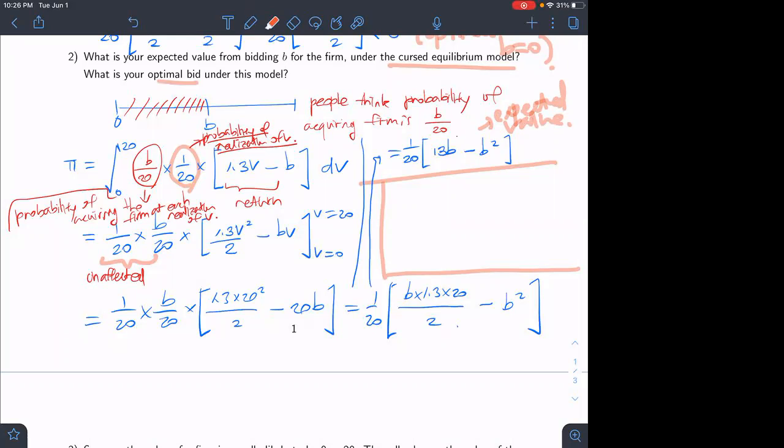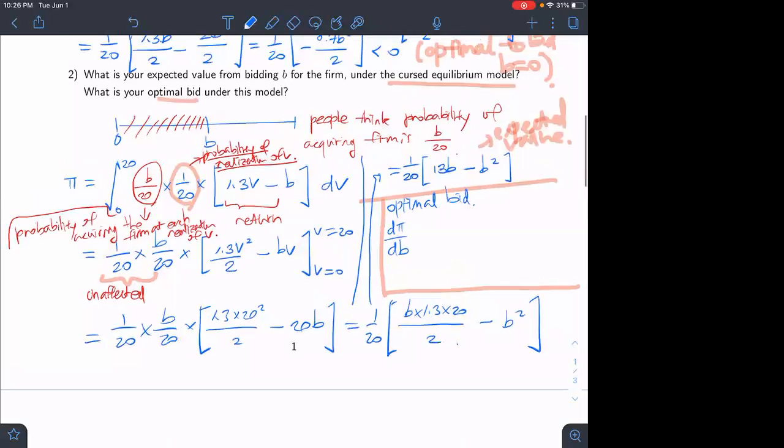And then my optimal bid. So this part is for my optimal bid. So I need to maximize my expected profit. So I differentiate with respect to b, which gives 1/20 times (13 minus 2b) equals 0. And then the optimal b will satisfy b equals 13 divided by 2, which is 6.5. So the answer does not change.